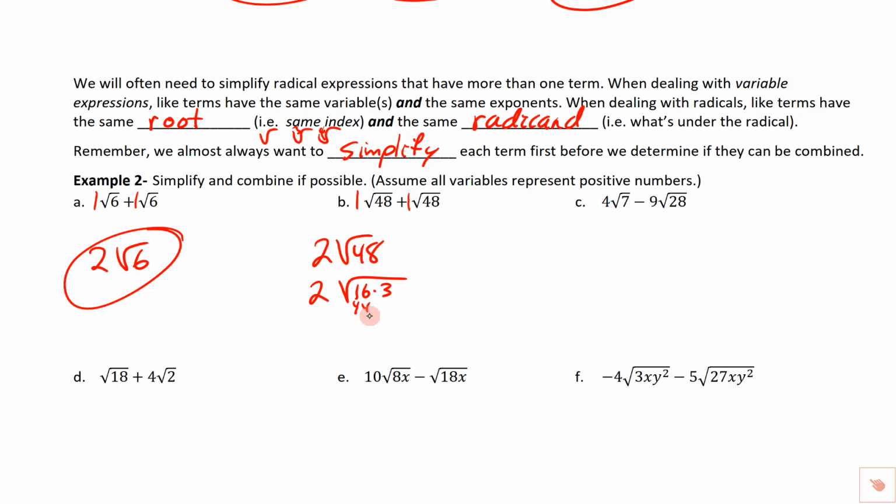The minute you see a pair of factors, let's go ahead and pull that on the outside. So we end up with a 4 and a 2 on the outside, so that's going to be 8, and we end up with 8 radical 3. Now, this is one way to do it. Another way to do it would be to simplify each one of these separately.